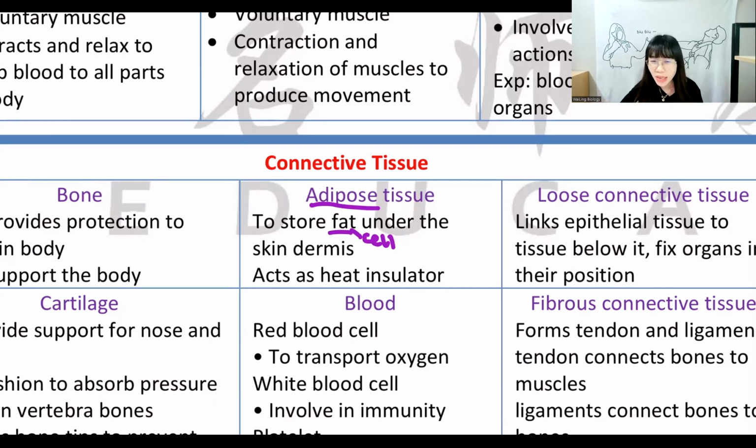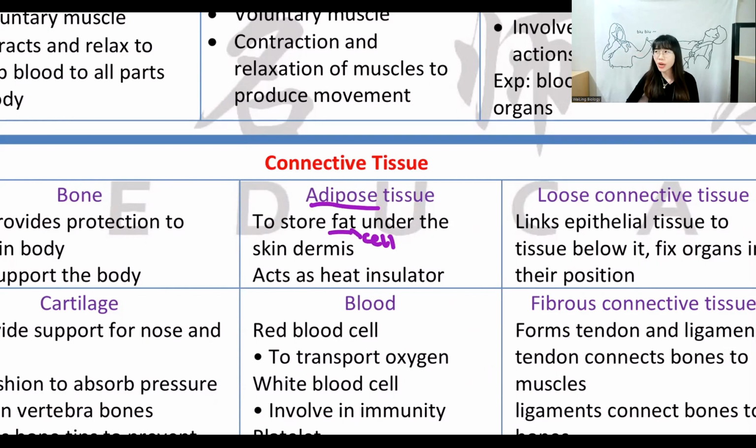Why do you think humans need to have fat in the body, guys? What is the purpose of having fats in the human body? Correct, to maintain body temperature, to keep your body warm, act as a heat insulator, and to act as a reserve energy. When we have no food to eat, your fats will break down into food for you.